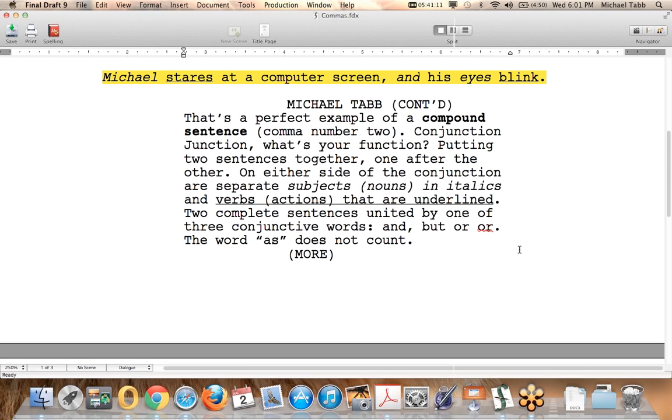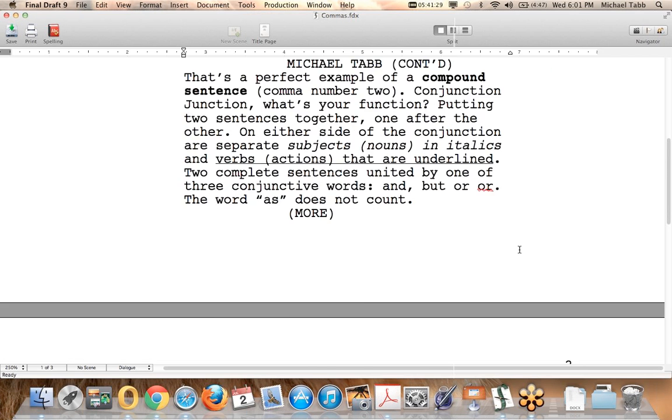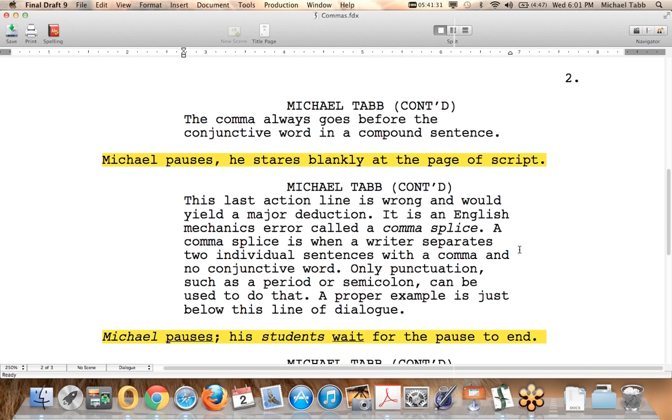On either side of the conjunction are separate subjects, nouns in italics, and verbs, actions, that are underlined. 2 complete sentences united by one of only 3 conjunctive words, and, but, or. The word as does not count and should not be used in this way. The comma always goes before the conjunctive word in a compound sentence, so it's right before the and, but, or.